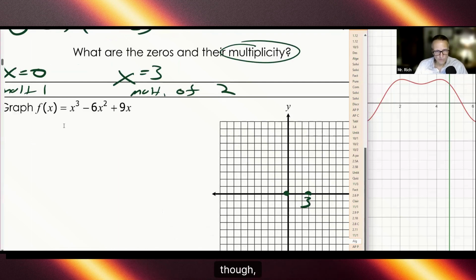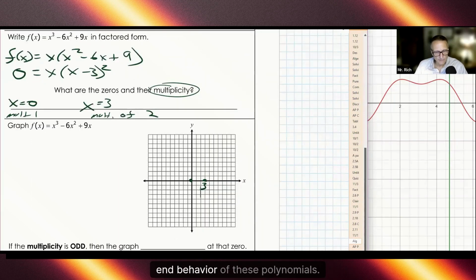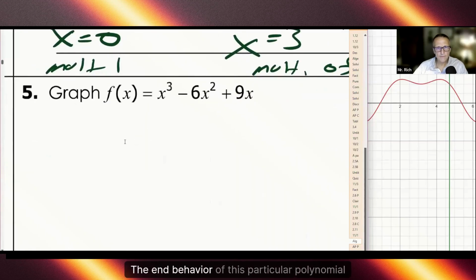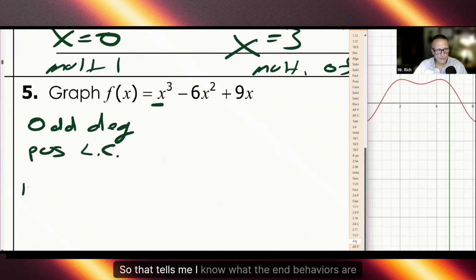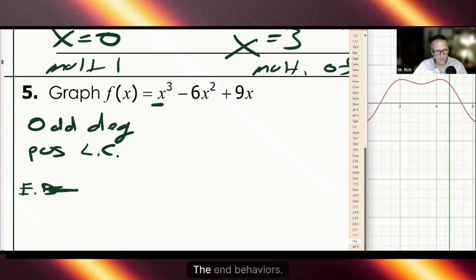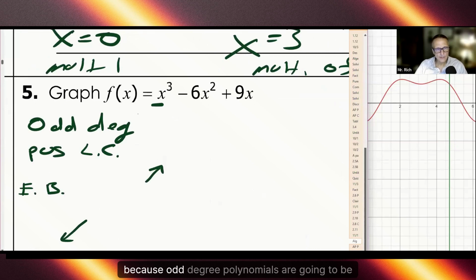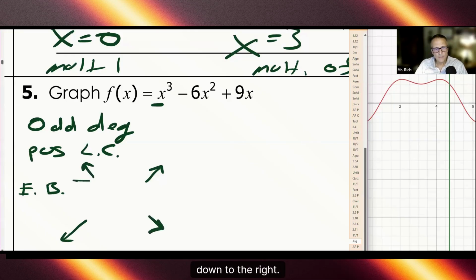The other thing that we want to incorporate into how we're going to sketch this is that we do know end behavior of these polynomials. The end behavior of this particular polynomial that we're graphing, it has an odd degree and it has a positive leading coefficient. So that tells me what the end behaviors are going to be. It's going to go down to the left, but on the right, it's going to be going up, because odd degree polynomials go in opposite directions on their furthest ends, on the right and the left side. If the leading coefficient was negative, it would have been opposite, going up to the left, down to the right. But that's the behavior here, down left, up right.